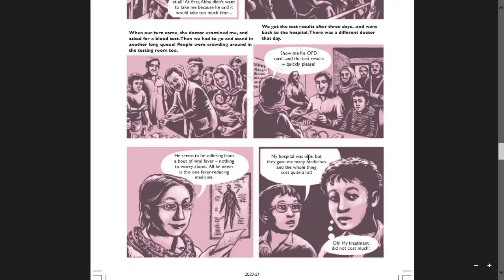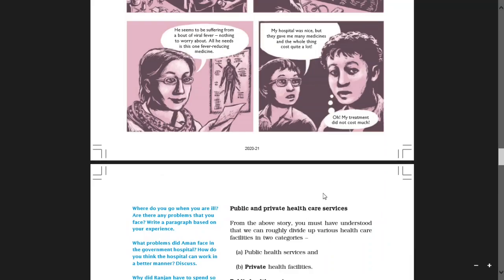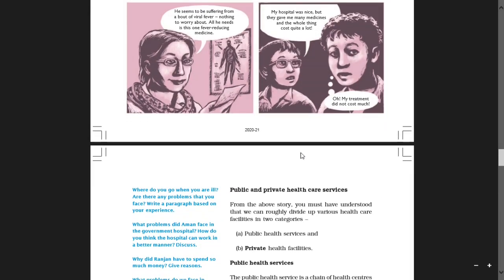My hospital was nice, but they gave me many medicines and the whole thing cost quite a lot. So, on the other hand, the rich boy said his hospital was nice, but they gave him many medicines and the whole thing cost quite a lot. Of course, he needs to pay a huge amount, but they take care of his health carefully. Oh, my treatment did not cost much. So the poor boy said his treatment did not cost much.